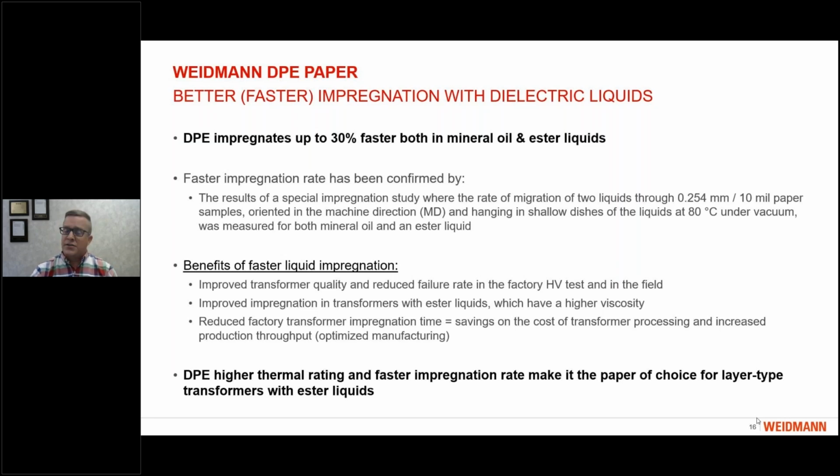So again, this is another opportunity to improve productivity in the factory and to improve quality, and in particular for transformers that use ester liquids, which are more viscous and can take longer to impregnate, DPE is ultimately an excellent solution.